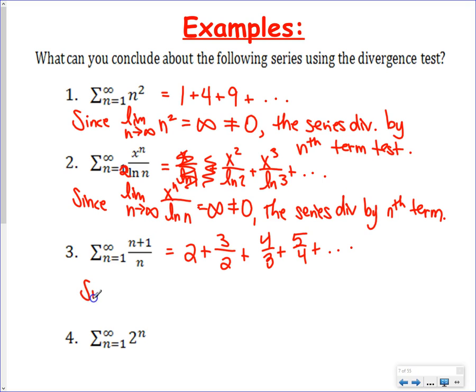No. Since the limit as n goes to infinity of n plus 1 over n equals 1, which is not 0, what does the series do? Diverges by the nth term test.